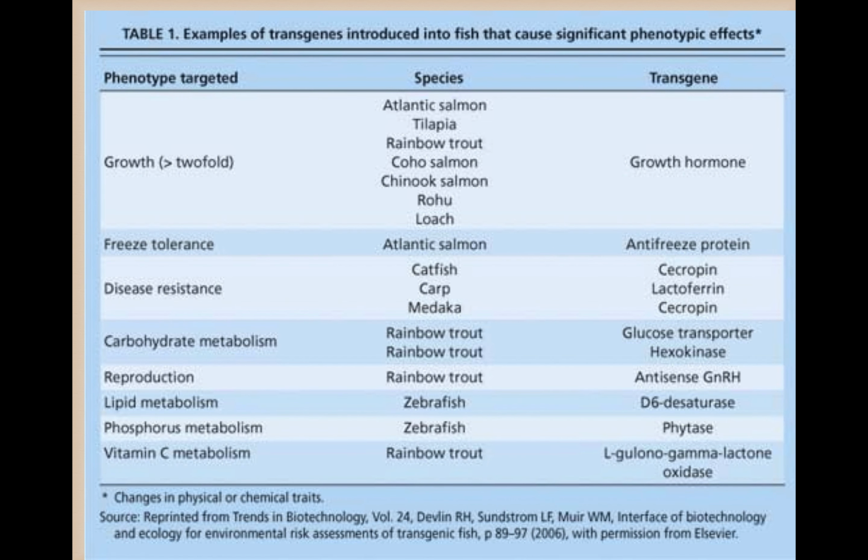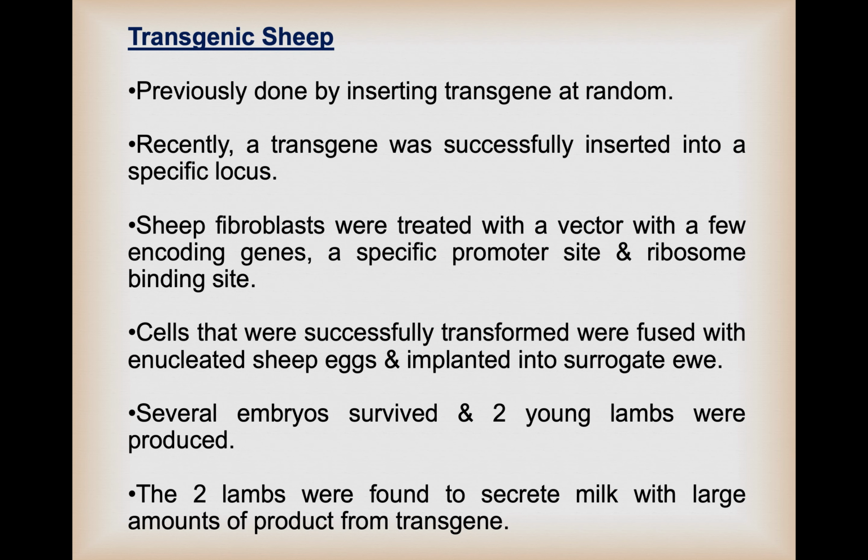Now, these are some examples of transgenes introduced into fish, basically just to see the effect on the phenotypes. So I'm not going to dwell too much. This is in your notes. You can just go through it if you're interested. So, I think before chicken, I have transgenic sheep.